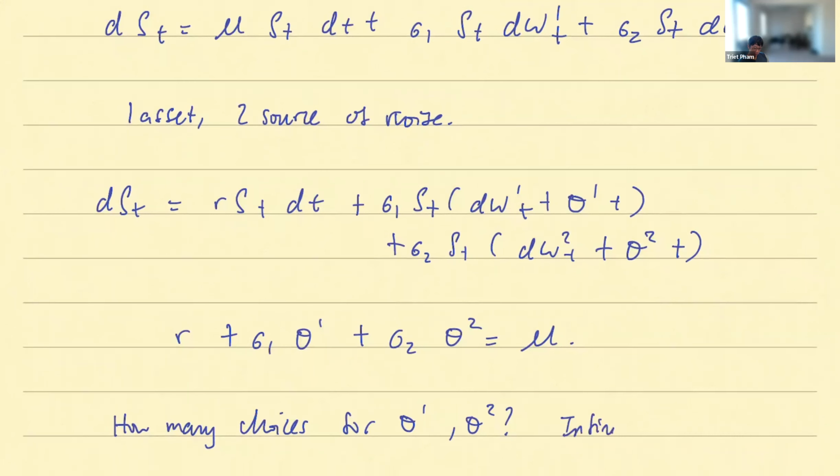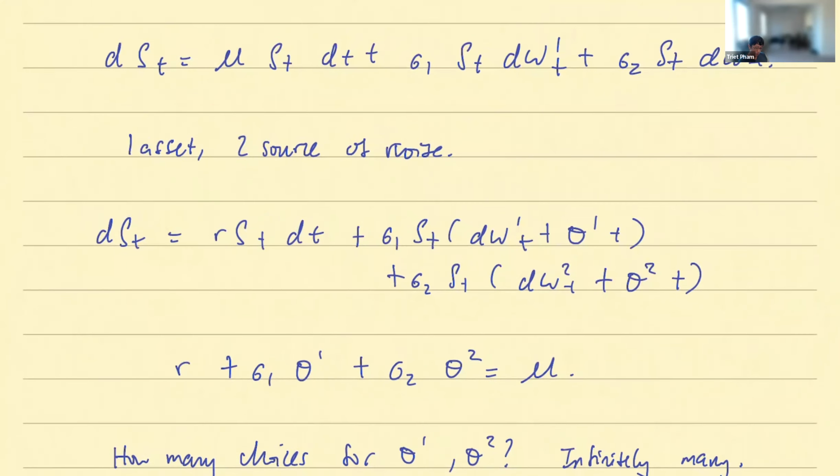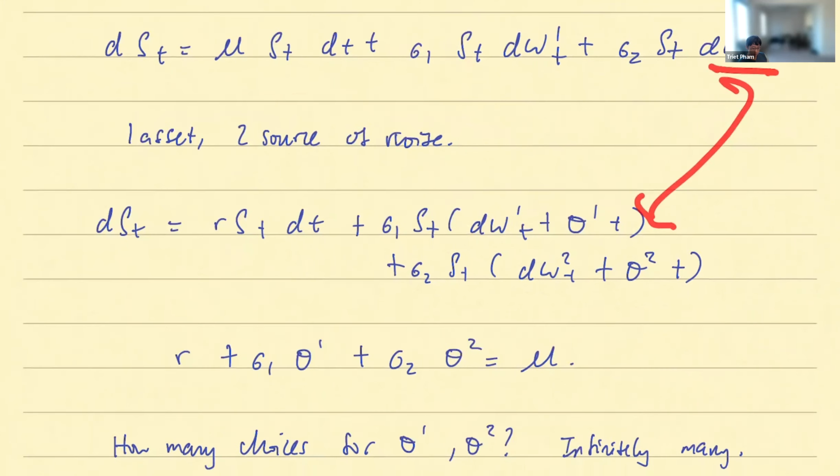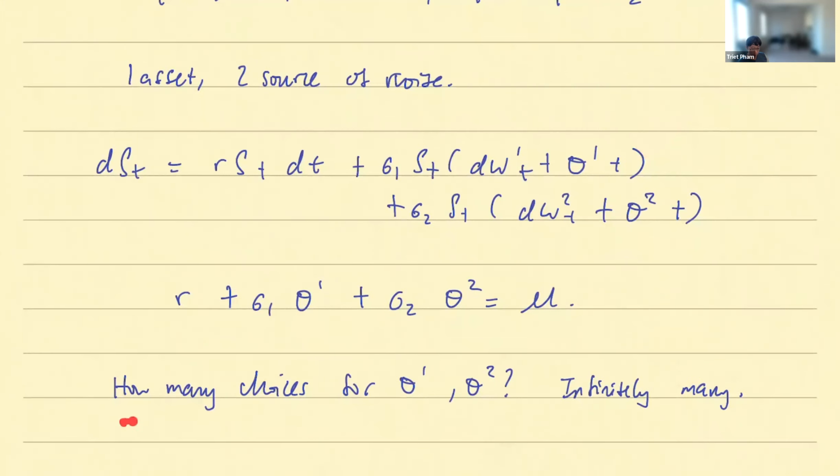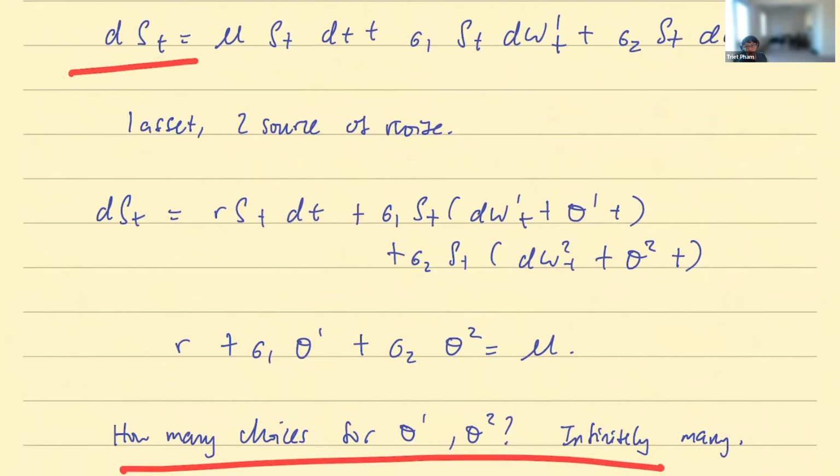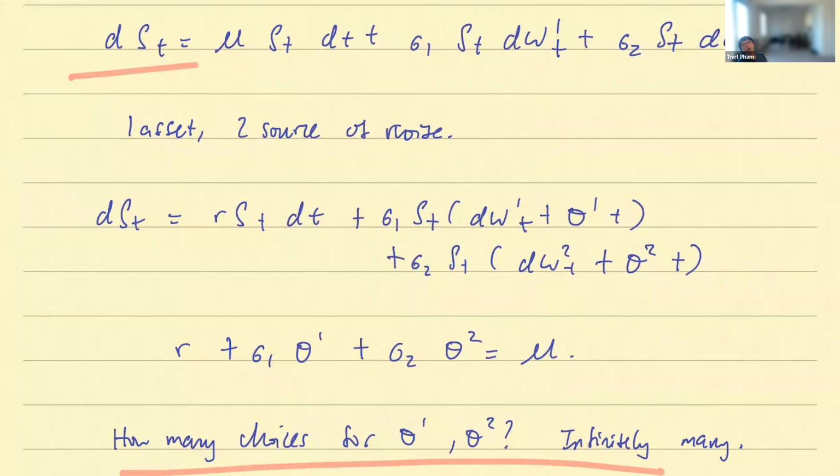For infinitely many, right? So what's the issue? The issue is this will always be arbitrage free, but it will not be complete. Meaning that if you try to price this, you have many ways to price an option on this model, and they're all consistent. All right.